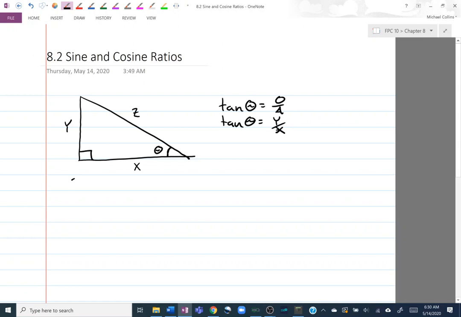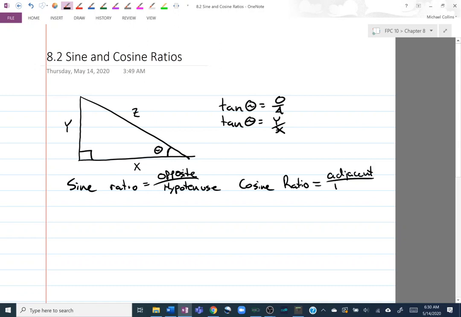There is also a sine ratio and cosine ratio. My sine ratio is equal to opposite over hypotenuse, and my cosine ratio is equal to adjacent over hypotenuse.